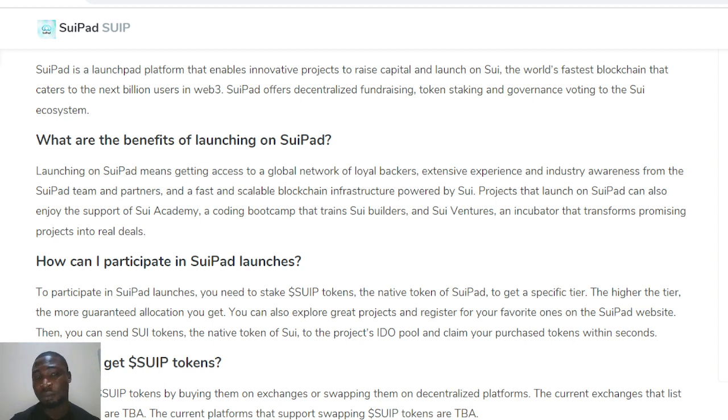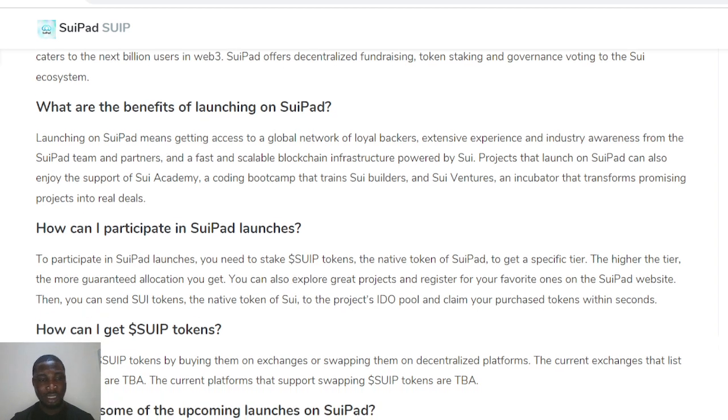Now, how can I participate in this launch? It has actually been launched already, but let's give an overview of what has been done and what the project is really all about. To participate in the launch, you need to stake the token. The native token is currently on Gate.io, which you can use. Then you send the native token to the project's pool and claim your purchase token within seconds of the transaction.